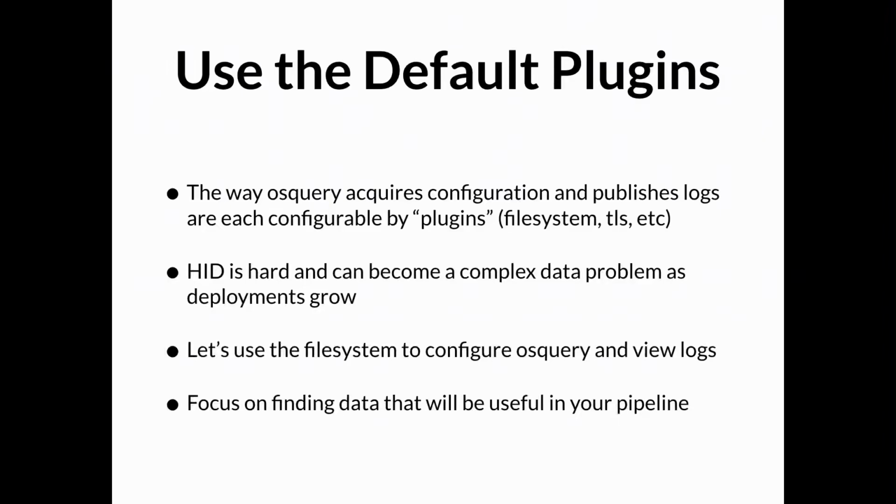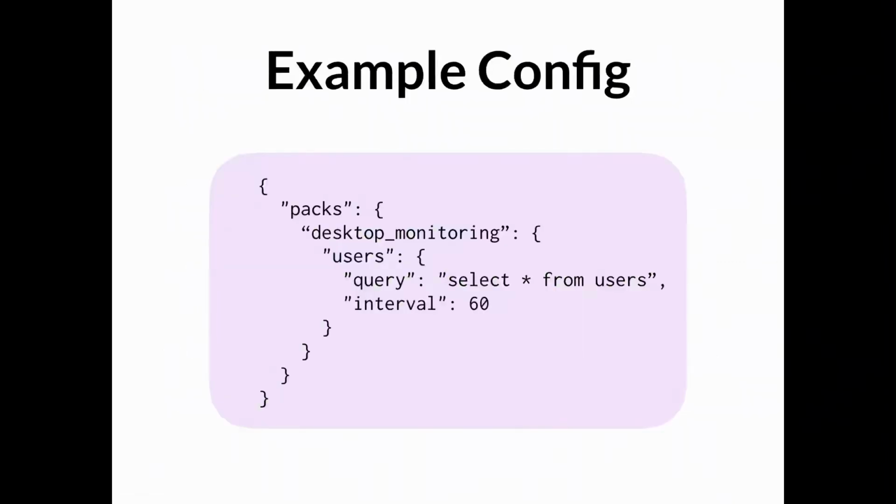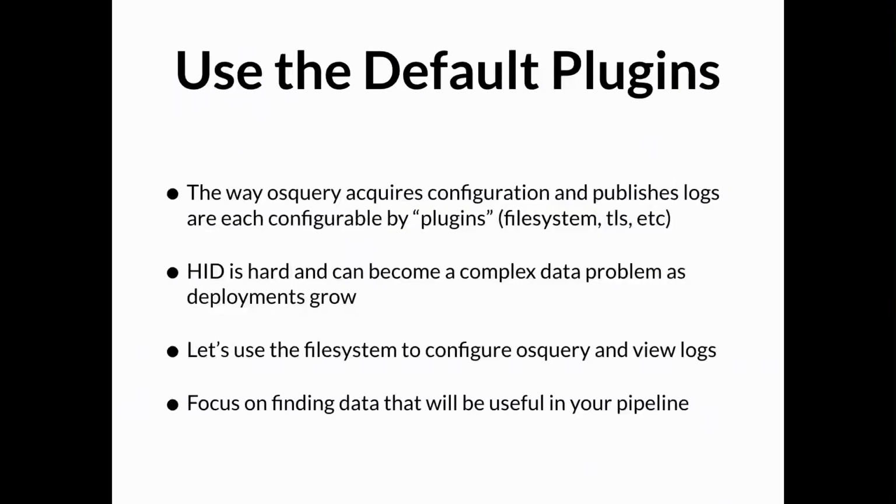Like I said, config and logging and remote interaction, all of these things that you can do with OSQuery are pluggable, so you can say, I want to read configs from the file system, or from a TLS endpoint, or from somewhere else, Zookeeper. The default plugins are file systems: read the config from the file system, write the logs to the file system. My recommendation as you're getting started is to just use the file system, write some queries, and see if the results that OSQuery can log for you are useful and if they'll work in your environment. And focus on finding data that's going to be useful.